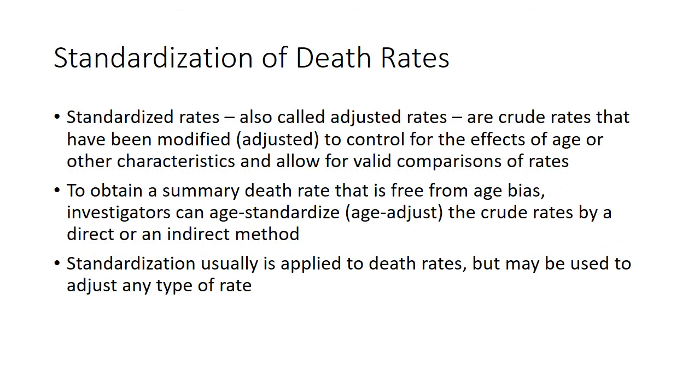So, and again, those standardized rates, we can also call these adjusted rates. They're just going to be crude rates that have been modified or adjusted to control for the effects of age or other characteristics that allow us to make valid comparisons between different groups. If we wanted to get a summary death rate that is free from age bias, we can use what we call an age standardized or an age adjusted crude rate by either a direct or an indirect method. We'll talk about those methods here in just a second. Generally, standardization is going to apply to death rates, but you could probably use it for just about any type of rate, as long as you have the correct information about these subgroups.